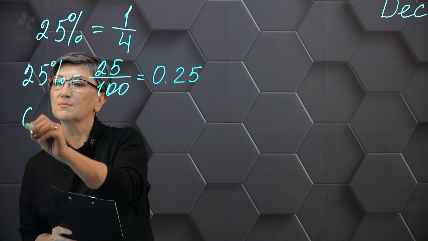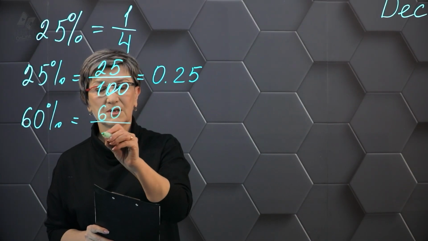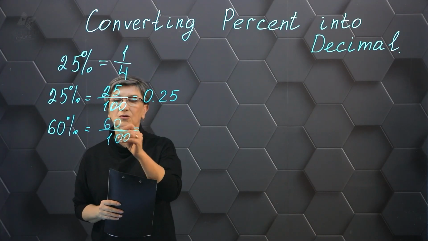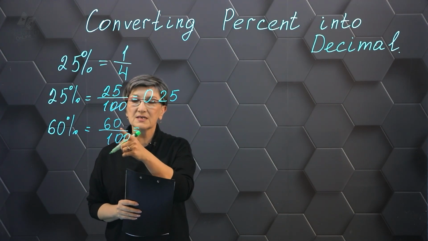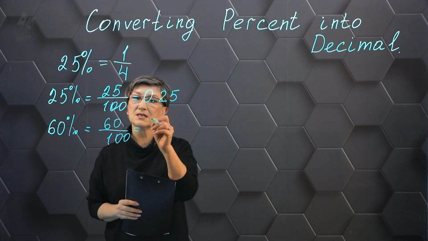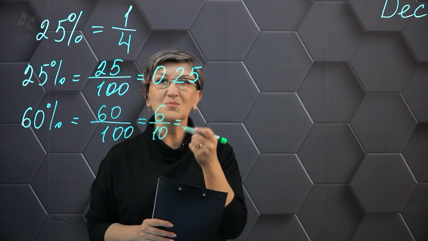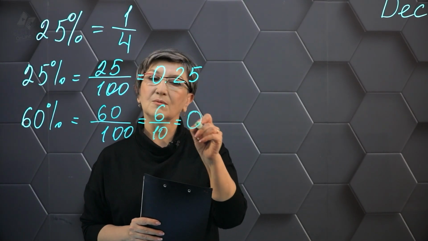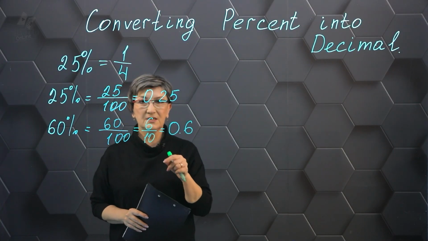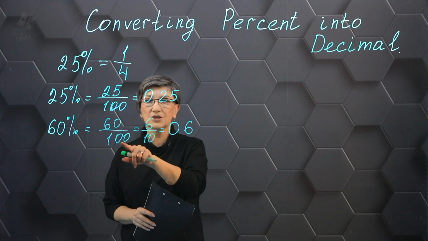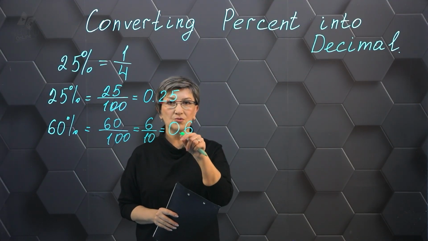Next, let's break down 60%. And again, according to the rule, we divide 60 by 100. We can express this fractional number as a decimal. However, if we reduce 60 and 100 by 10, we will have 6 tenths. And then our decimal notation will be a little bit shorter, and it will be 0.6. So, in order to write the percentages in the form of a decimal fractional number, we only need to divide by 100, and then write it down by the rules of the decimal fraction.